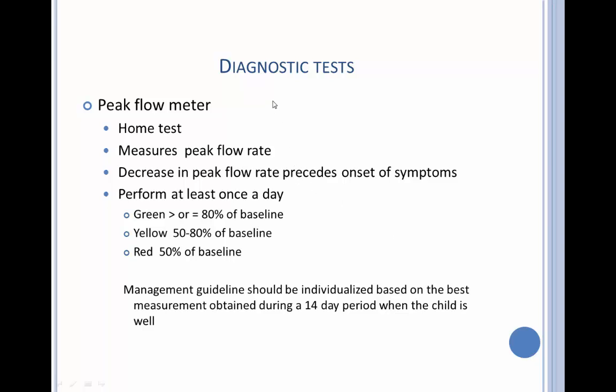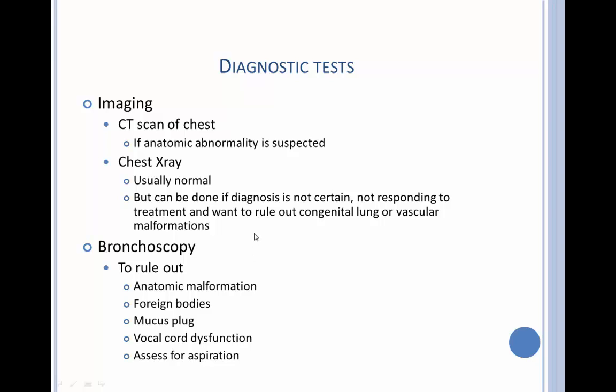Peak flow meter is done to basically diagnose as well as to understand the recovery and progression of the disease. Remember that green is 80% of baseline, yellow is 50 to 80%, and red, which means the patient must be in the hospital, is below 50%, and yellow is caution. What else can you do?